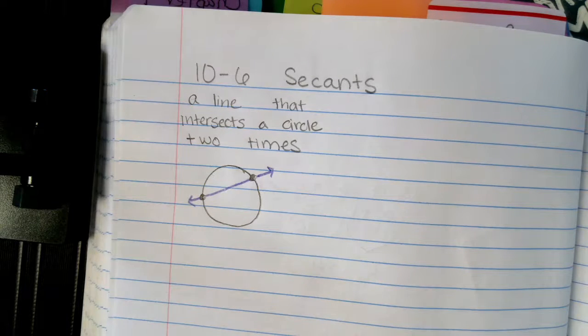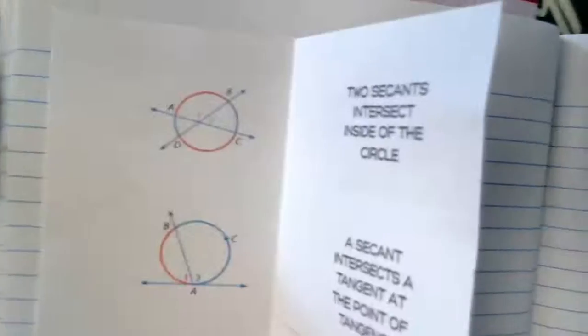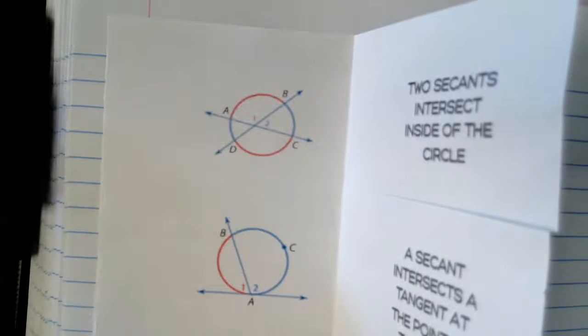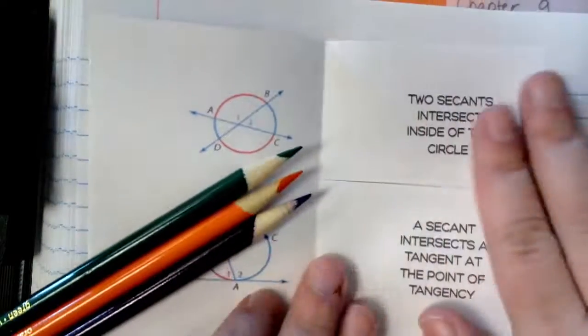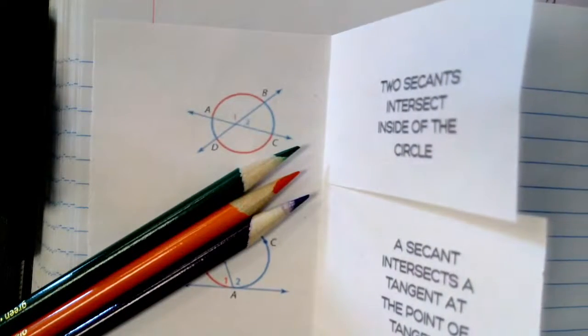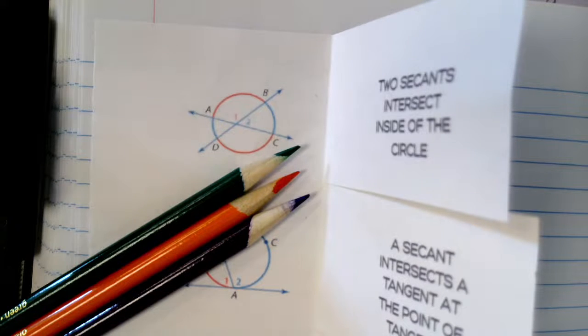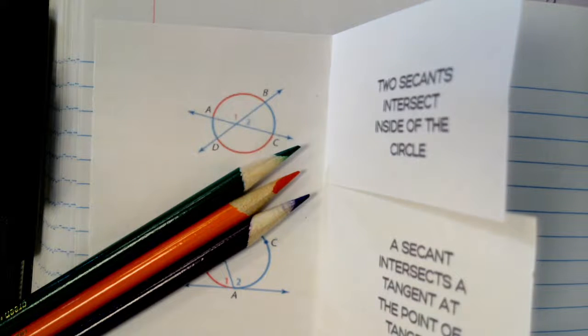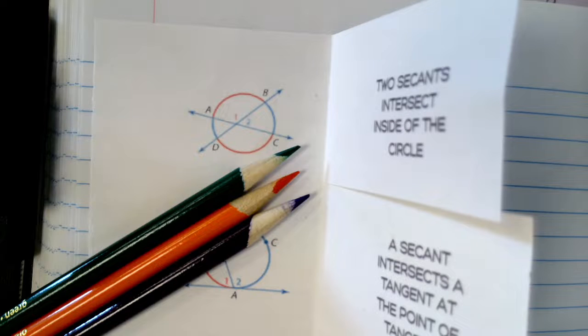Alright, at this point, if you have not taken out your 3 colored pencils, I would take those out. I'm using orange, purple, and green. Alright, here we go. I'm using 3 colored pencils.